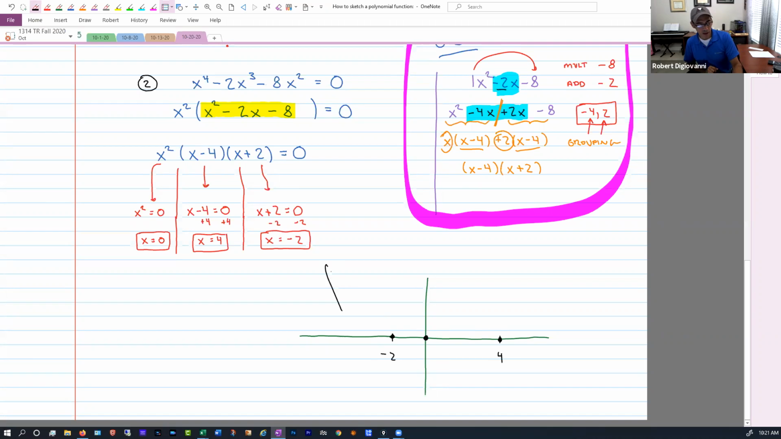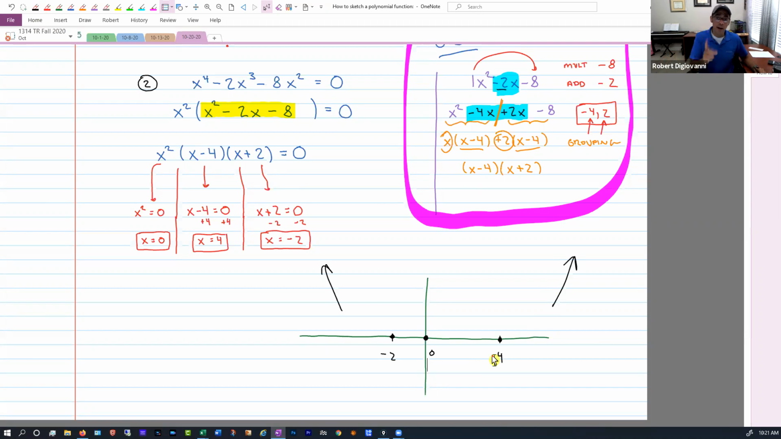We also know that the left side goes up and the right side goes up. That's all we know at this point. We're going to now figure out, at each one of these x-intercepts at -2, at 0, and at 4, if we touch or if we cross through.